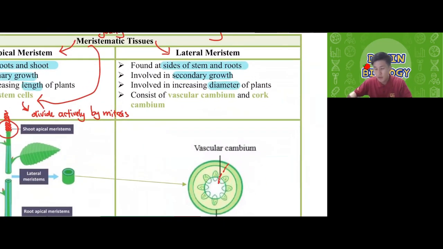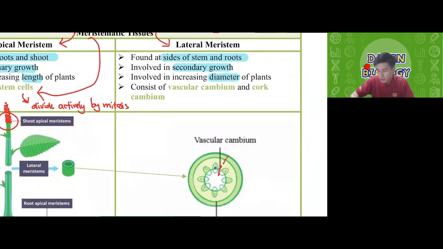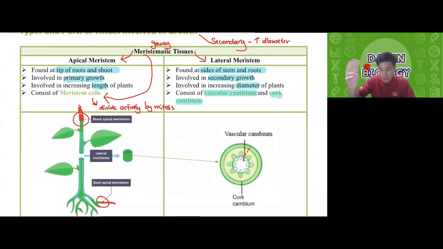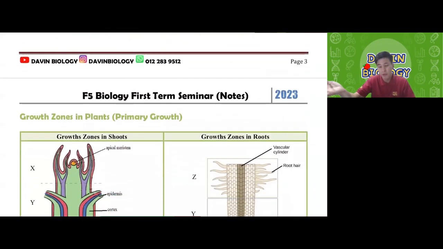One thing I haven't mentioned here is the lateral meristem. Just now we mentioned you've got two rings. The inner ring is called vascular cambium, and the outer ring is called cork cambium, which later we'll learn about. Now, primary growth first.